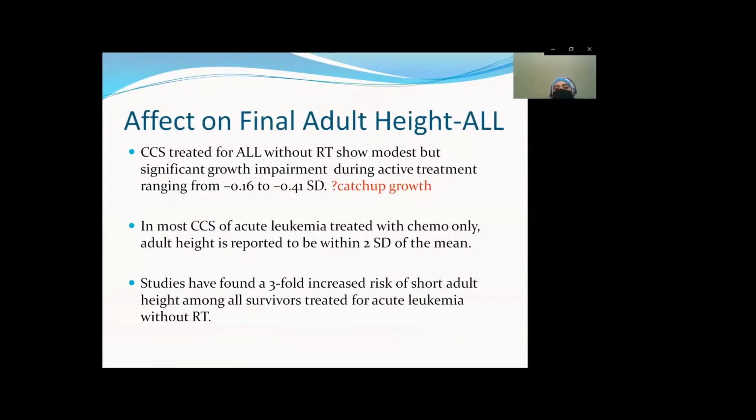So what about children who received treatment for cancer but did not receive intracranial radiation? In children who are childhood cancer survivors of ALL and didn't receive radiation, we know that while they were receiving the chemotherapy, they did have a decline in their growth velocities, but many studies show that they had catch-up growth and ended up being within 2 standard deviations of the mean for their population when they were adults.